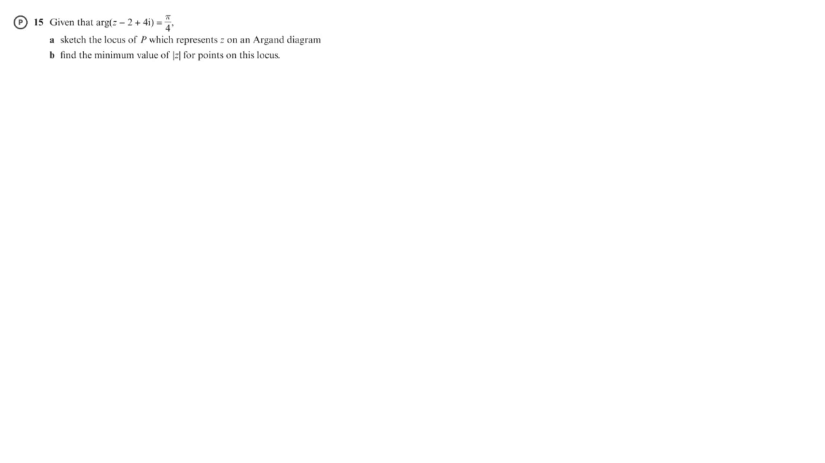Right, so we know the form is arg(z - z1) = theta. Because we've got this plus, we need to put it in this form. So we can say that arg of (z - 2) and then we're going to get minus 4i, no, sorry, that should be z minus (2 minus 4i), equals pi over 4.